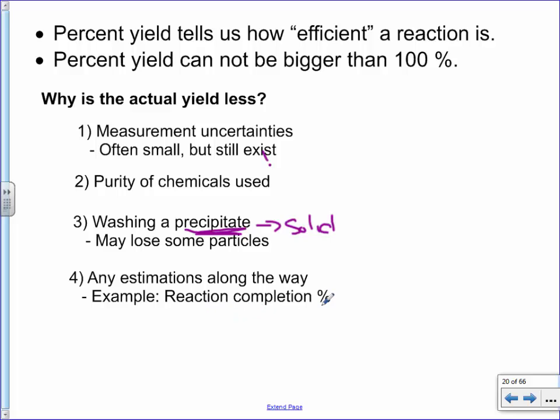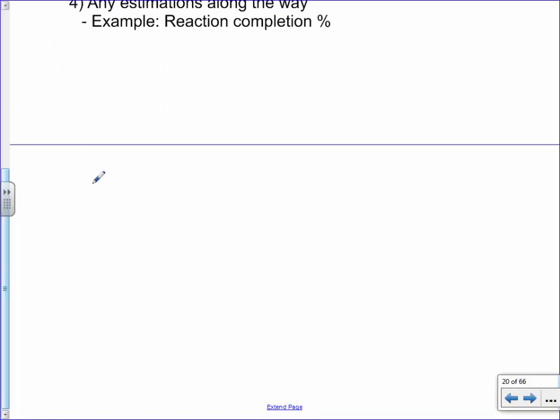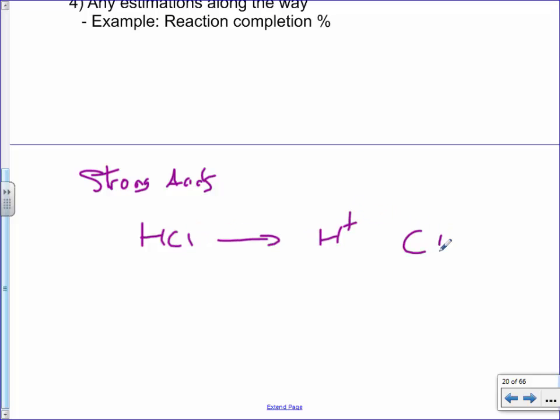Here's another idea. What if a reaction does not complete 100%? What if a reaction only works like, say, 57% of the time? For example, we've already talked about this. Strong acids, like for example HCl, will always break up into H+ and Cl-, like 100% of the time. You guys remember this from our first unit?